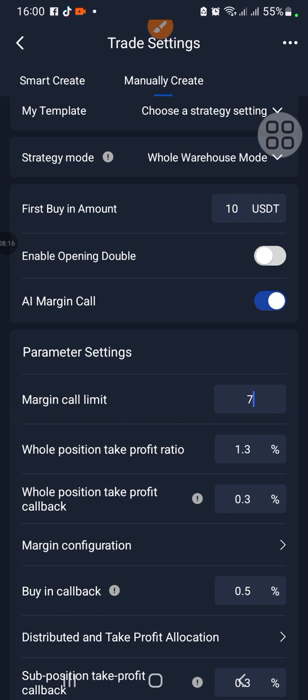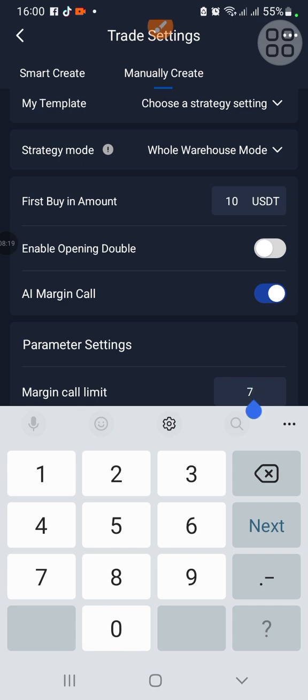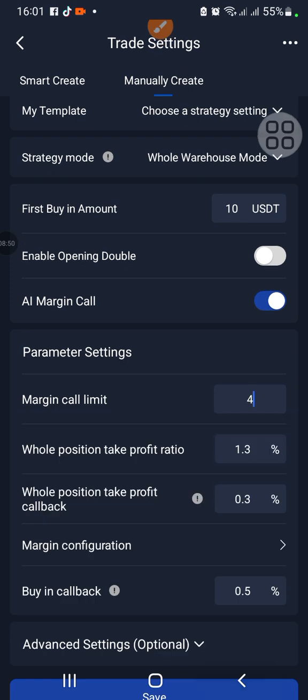So when we come here, margin call limit simply means the number of times the robot will add money for you every time the coin goes down in price. By default, you find 7 here. But do we really need the 7 margin calls according to our capital, depending on the strategy we are going to use? No. So we can say we are going to use 3, or we can say 4. In this case scenario, I'm going to use 4 margin calls.